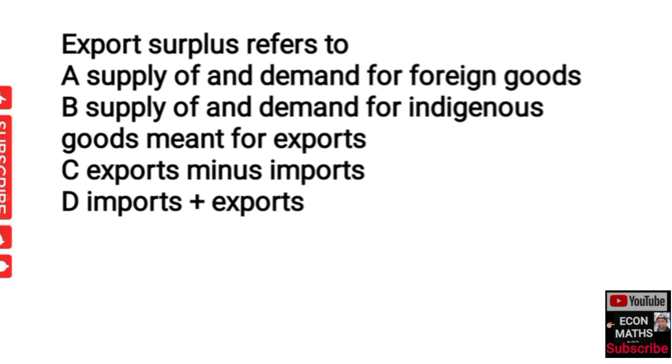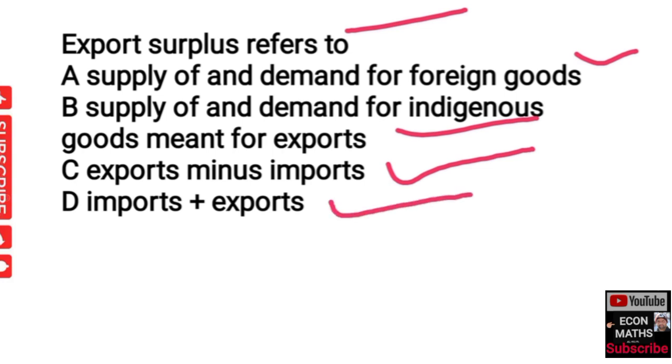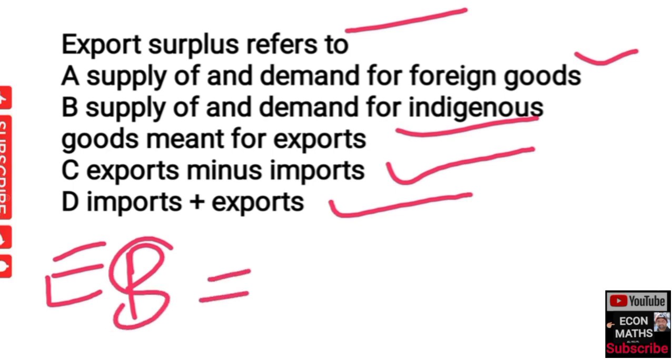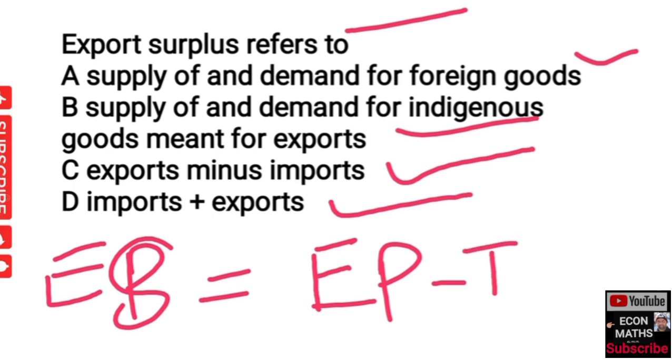The next question is: import surplus refers to, the options are supply of and demand for foreign goods, supply of and demand for indigenous goods meant for exports, exports minus imports, or imports plus exports. Export surplus occurs when we export minus import. When we have more exports and fewer imports, it refers to export surplus. The correct option should be C.